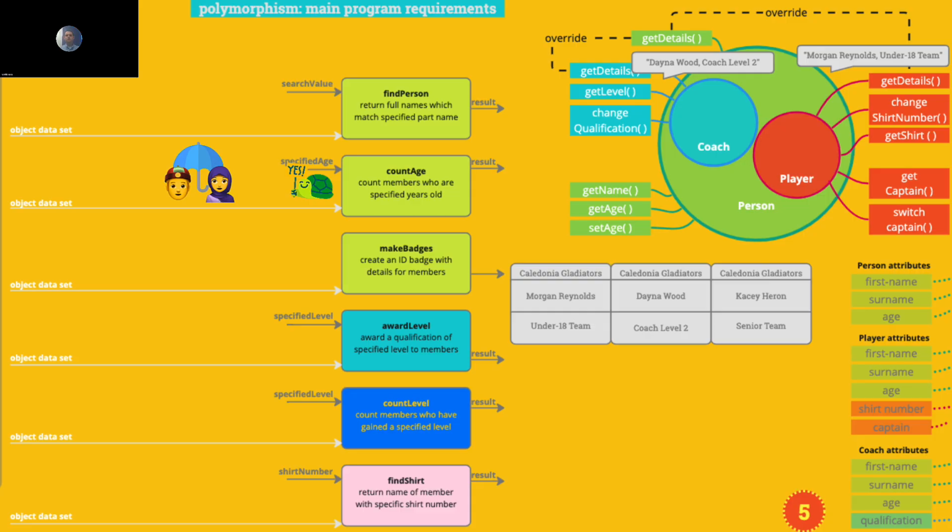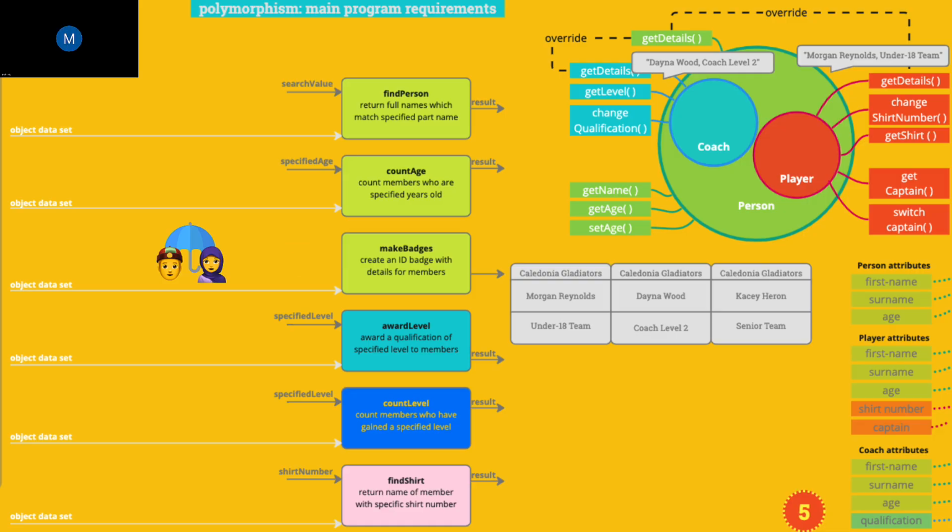So let's have a look at how this make badges method works. Again, using the coaches. Again, this is using the override behavior of the get details to produce those badges. So that override behavior we can see in the Venn diagram up at the top right of get details. And it's still okay for a set of coaches to be used because the object can perform those overridden behaviors.